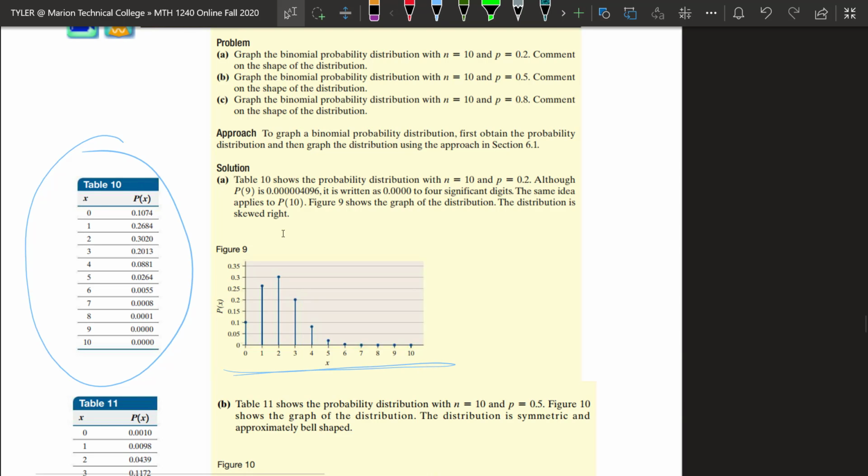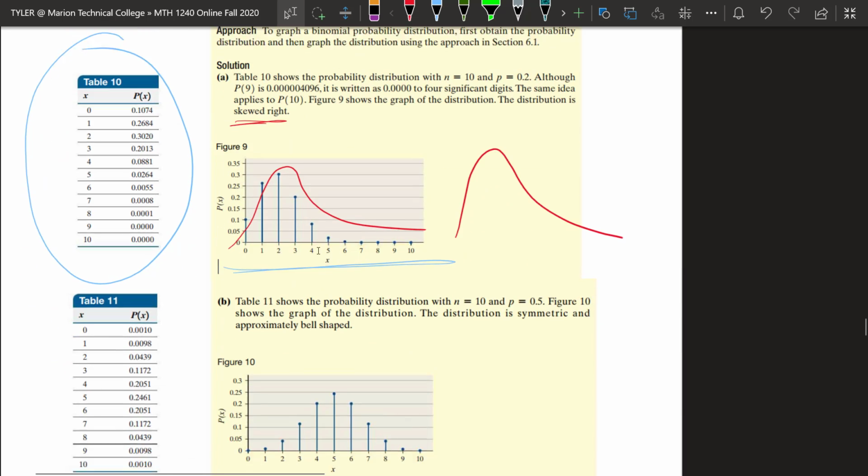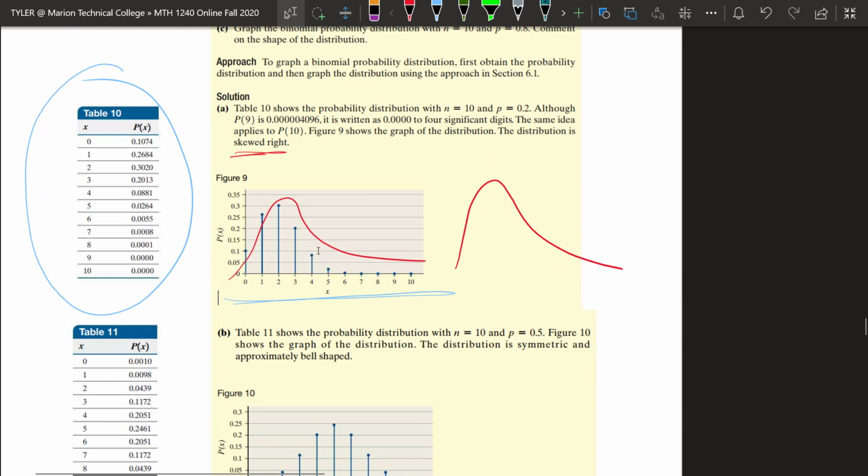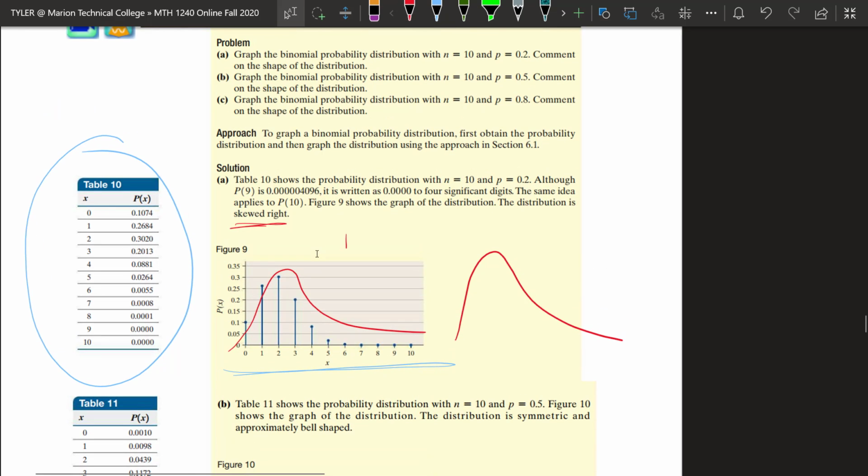And what we want to do is comment on the shape. You want to notice that this distribution is skewed to the right, because it looks something like that, with a long tail on the right. Something I want to point out is that in this one, p is 0.2.